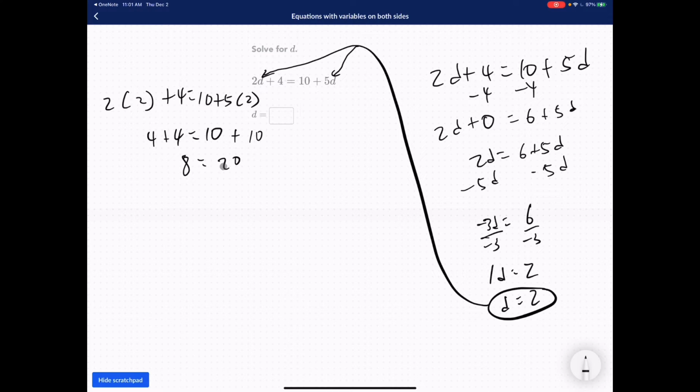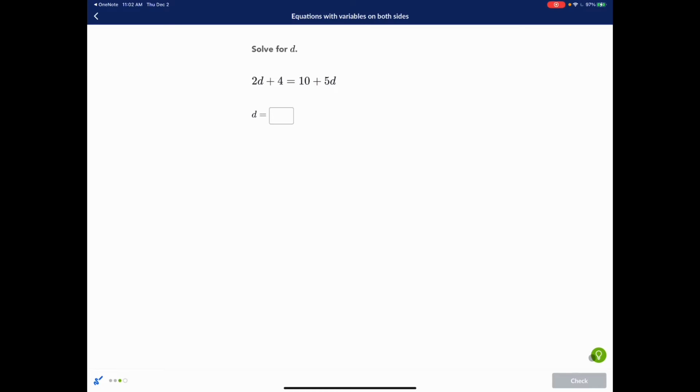So it's an opportunity for me to go back and look at this problem again. If you take a look, 6 divided by negative 3 is not positive 2, it's actually negative 2. So I'm going to go back and change this to negative 2, and see if this works. 2 times negative 2 is negative 4, plus 4, and then 10 plus 5 times negative 2. 5 times negative 2 is negative 10. Negative 4 plus 4 is 0, and 10 plus negative 10 is 0, and there you go. Which means that my answer, in fact, is negative 2. So let's take a look at how Khan did it. So I'm going to go here.